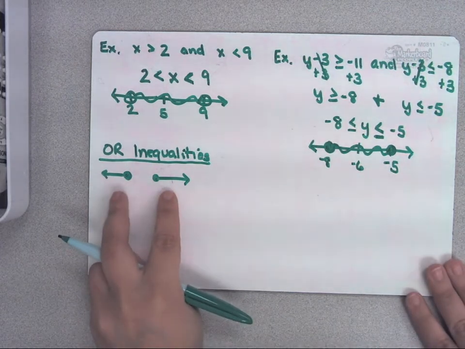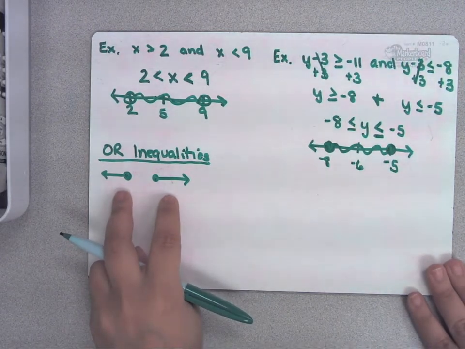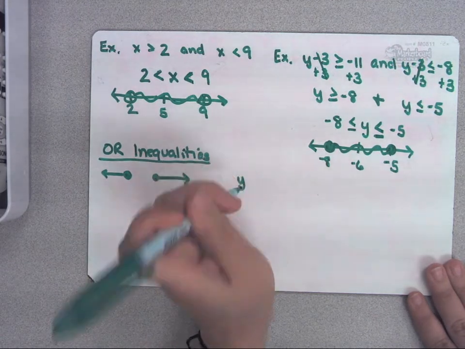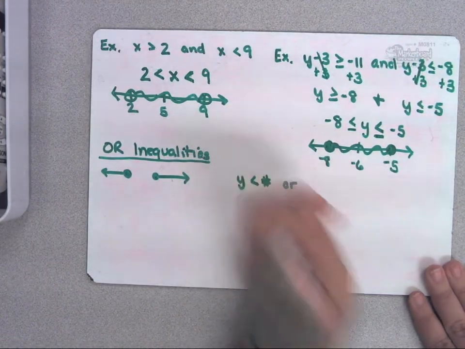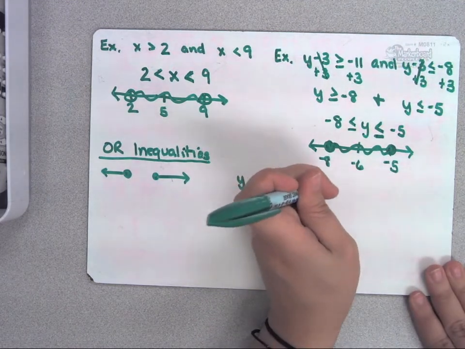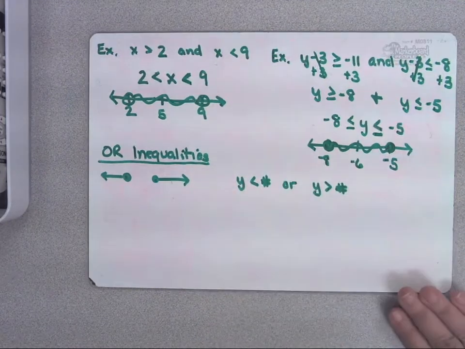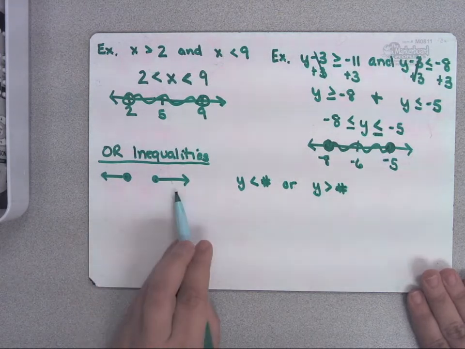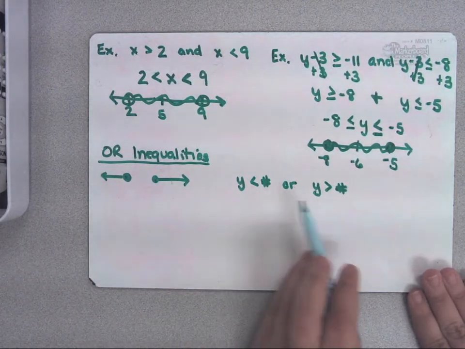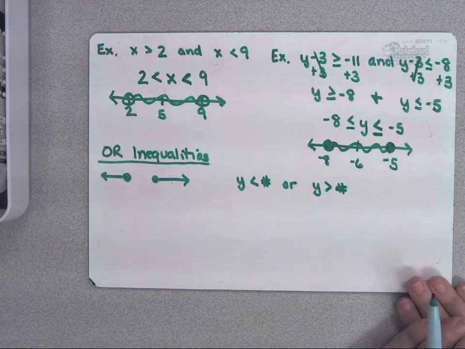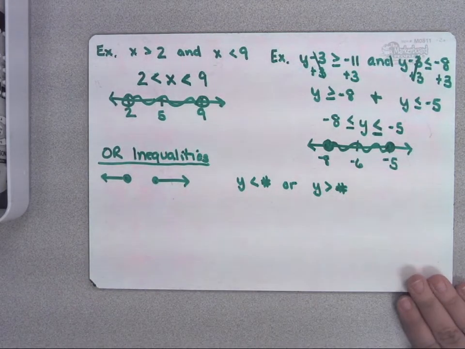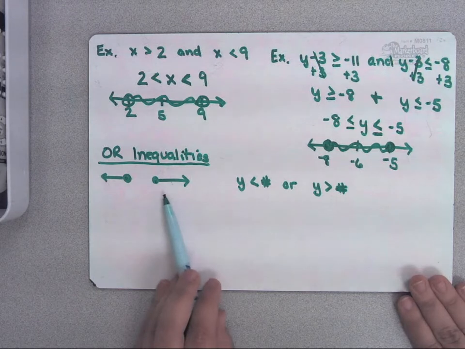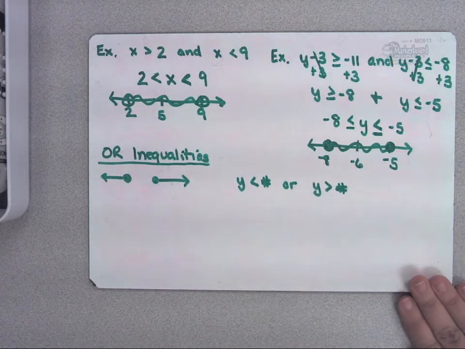If the picture looks like this, you would just write your two answers. This is less than a number, or this is greater than a number. You would just write both of them. Two lines, two inequalities. Write both your answers. So two different lines on your picture, two different inequalities. See how this is completely opposite of what all the ands looked like?